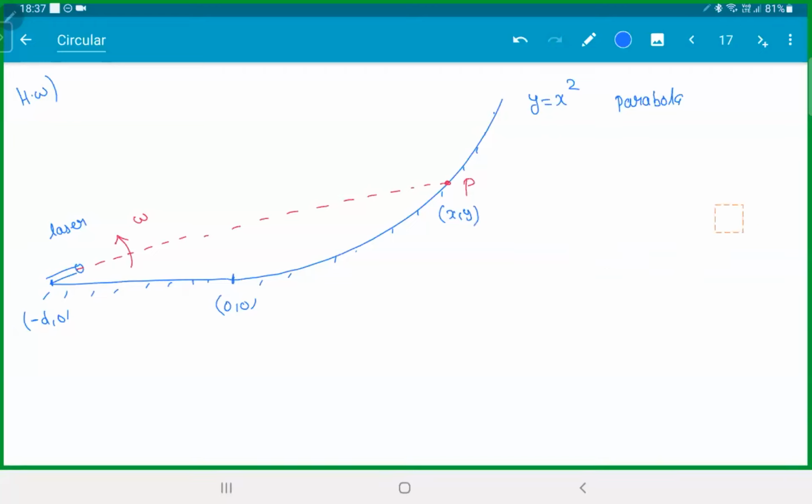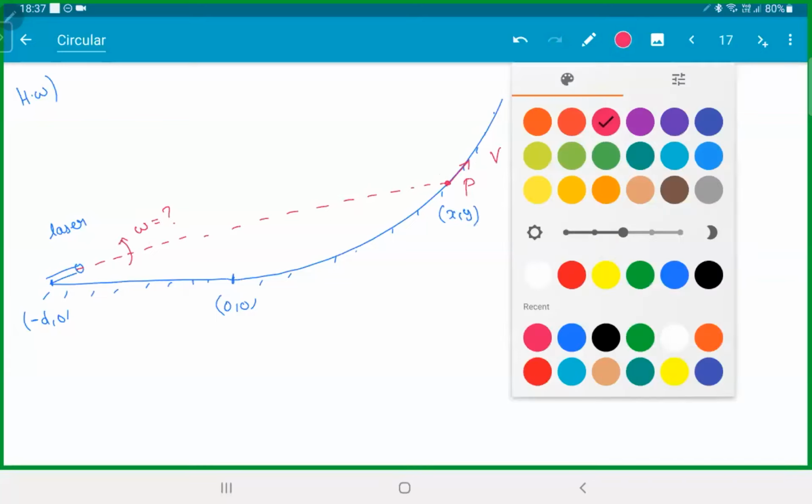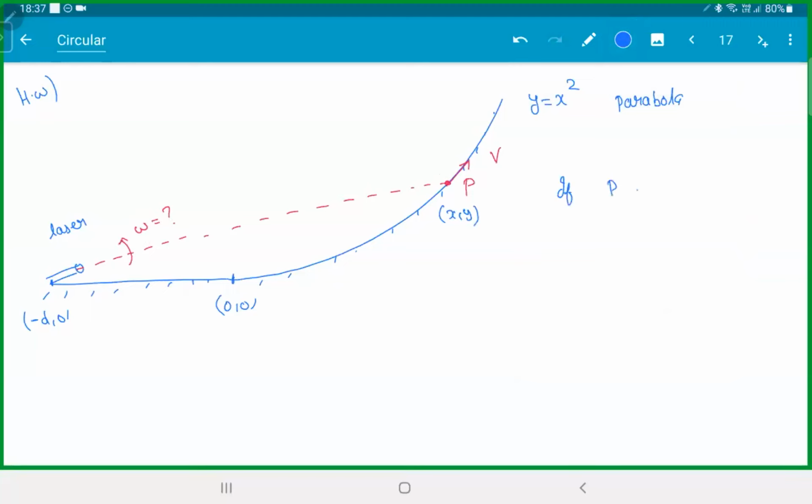Or I can do something better. Wait. If this is going with speed v, constant, find omega of the laser. And that will be better. Same thing actually. This was mathematically complex, it's nothing really. This P is moving with constant speed v along the path. Find omega as function of the coordinates x comma y, where x and y are any points on the parabola.